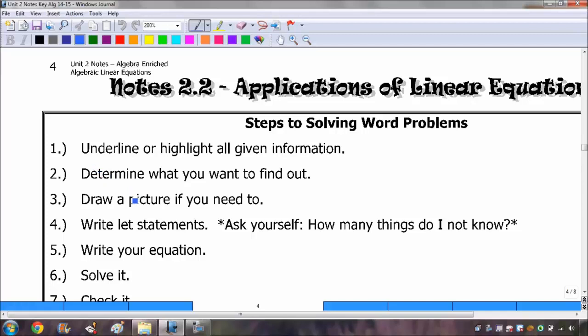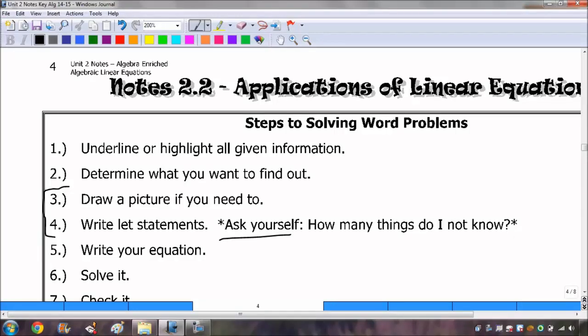Step 3, draw a picture if you need to. And step 4, write let statements. But you have to ask yourself, how many things do I not know? Sometimes you can combine these two together. Not necessarily all the time, but sometimes you can. Number 3 is not necessary, but step number 4 is. By asking yourself, how many things do I not know? It helps you determine how many let statements you have to write. Okay? And if you don't know what a let statement is, you will very shortly know.